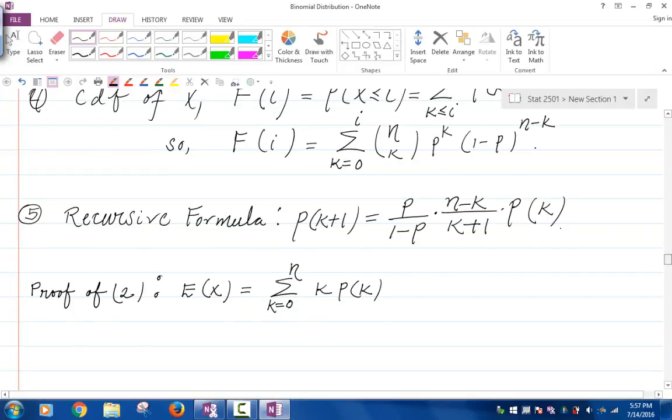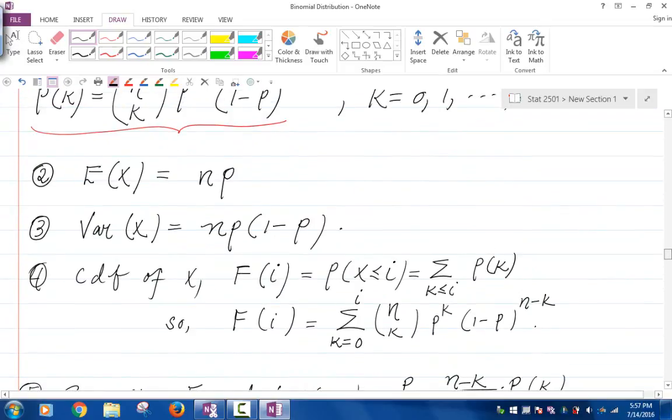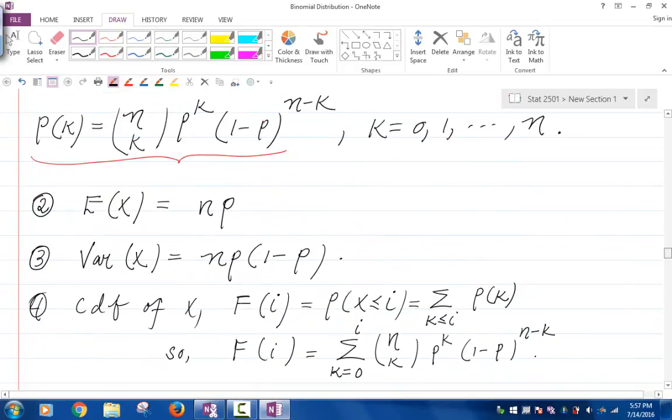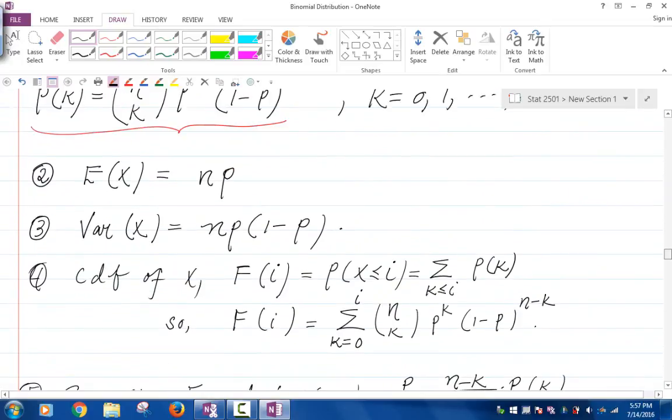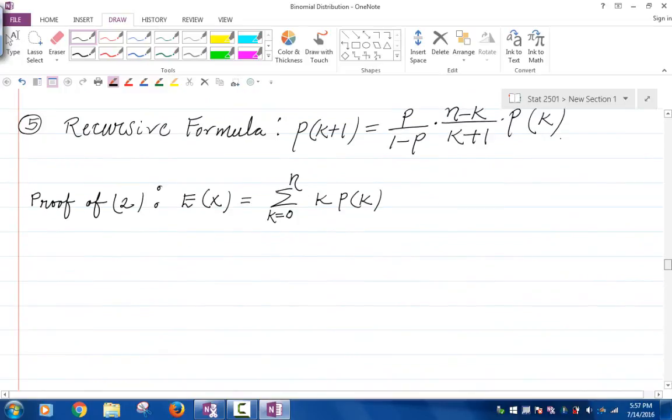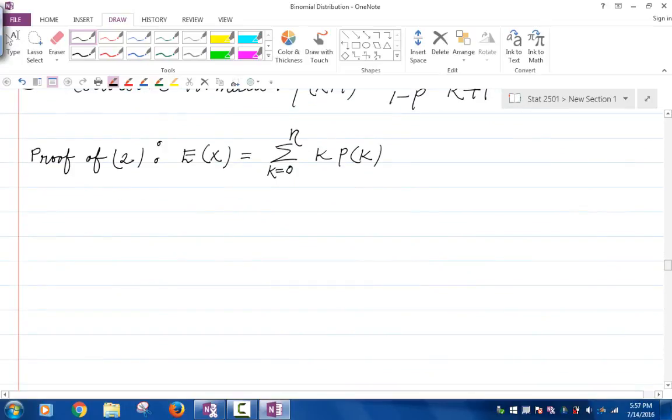Now I'm not going to derive the variance or the CDF formula. I'm not going to derive 3 or 5. I'm going to derive 2 for you. So let's derive the expectation or mean of X. By definition, the expectation of X is the summation k going from 0 to n of k times p of k, right? So you multiply each value of X by its probability and you add them.